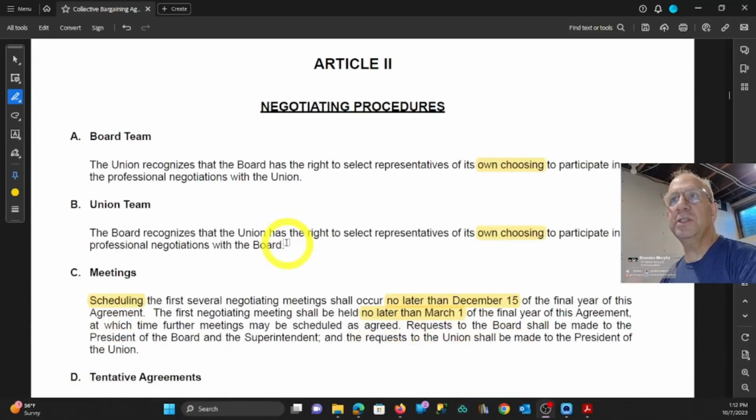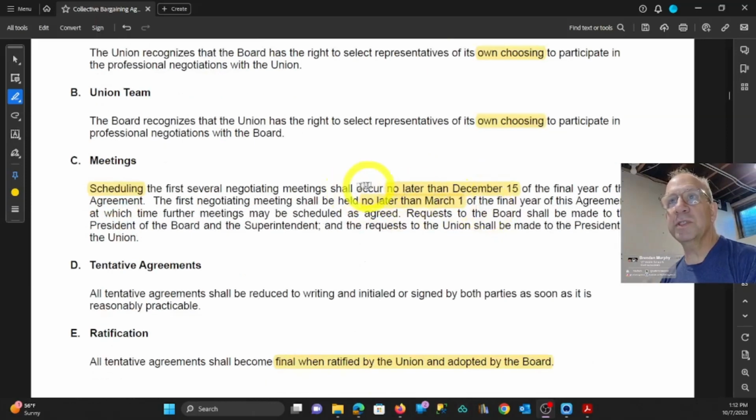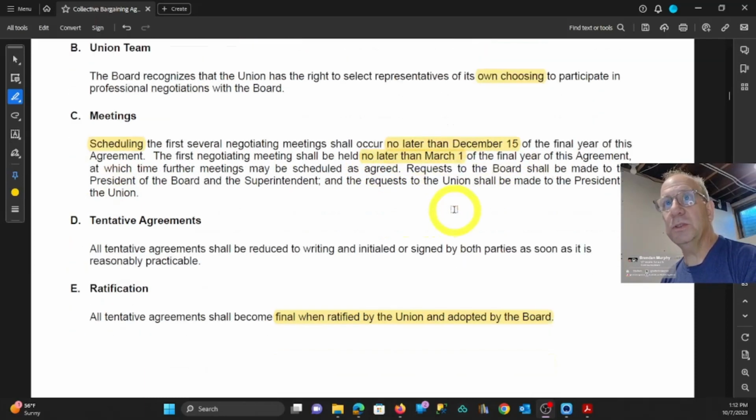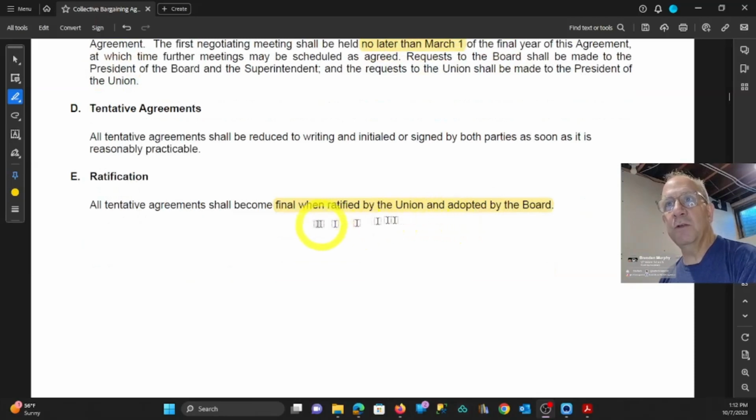Article 2 is just telling you how we're going to set things up. The board and the union get to choose their own people. They will schedule the first meeting before December 15th, and that first meeting will happen before March 1st. There's no fixed end date. As the negotiating teams make agreements, they will initial the agreements, and then when all of it is done, they will take it to the union to be voted on, and then to the board to be adopted.